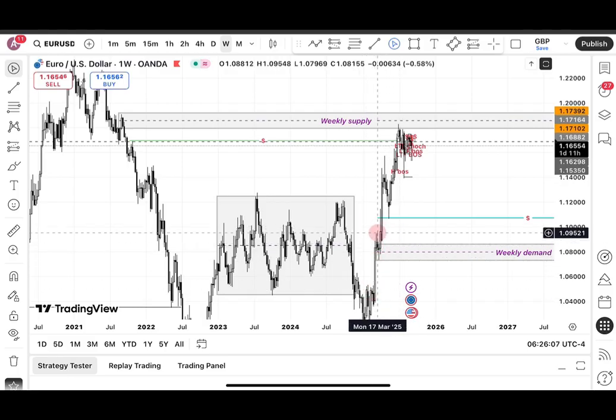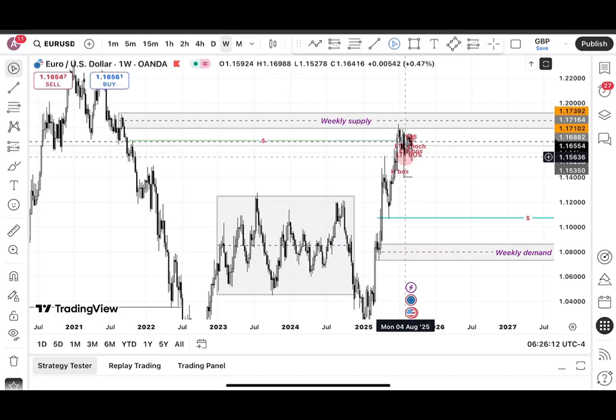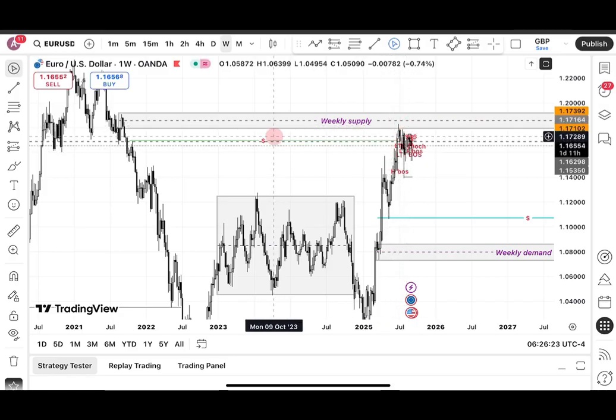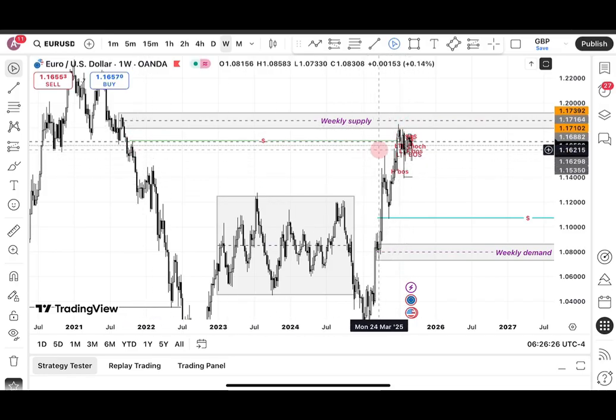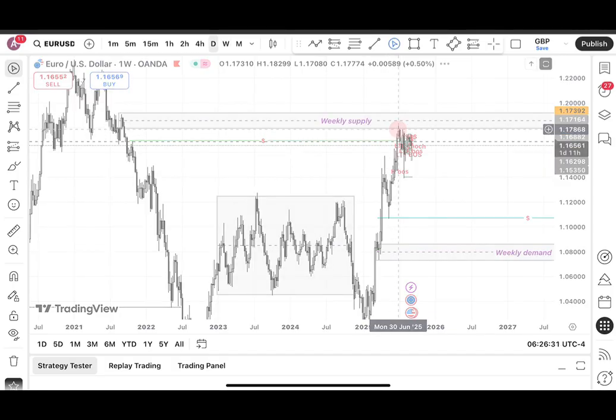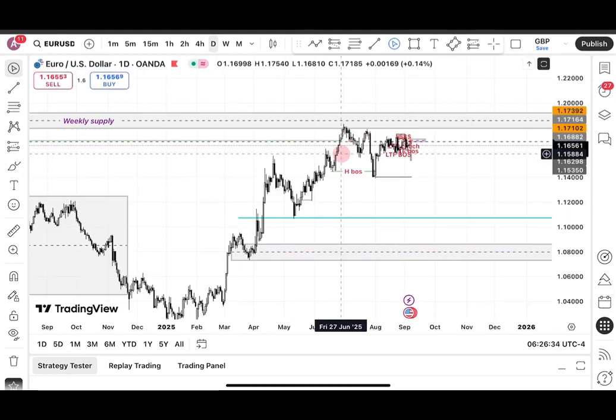But then the market was at this level. The market kept pushing. I wasn't interested in that push. I just wanted the market to come and mitigate this area. So finally, the market broke past this liquidity pool and finally tapped into this weekly area. Then I moved to the daily time frame. I was waiting patiently.